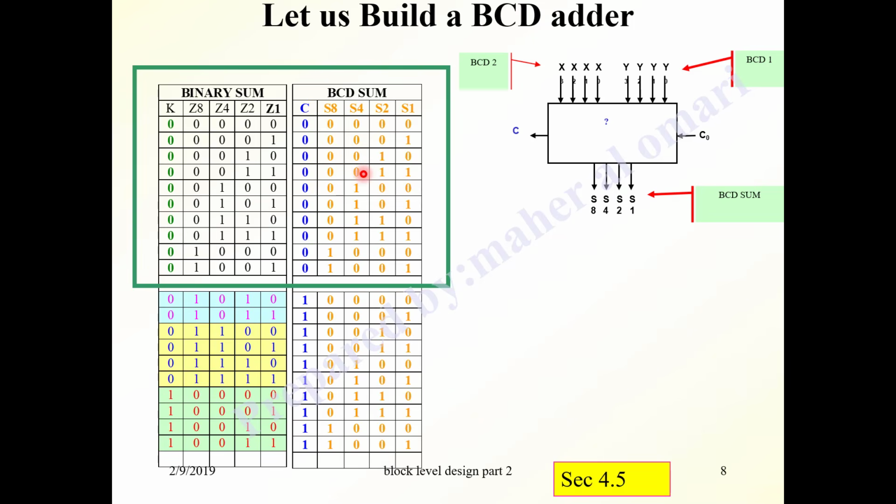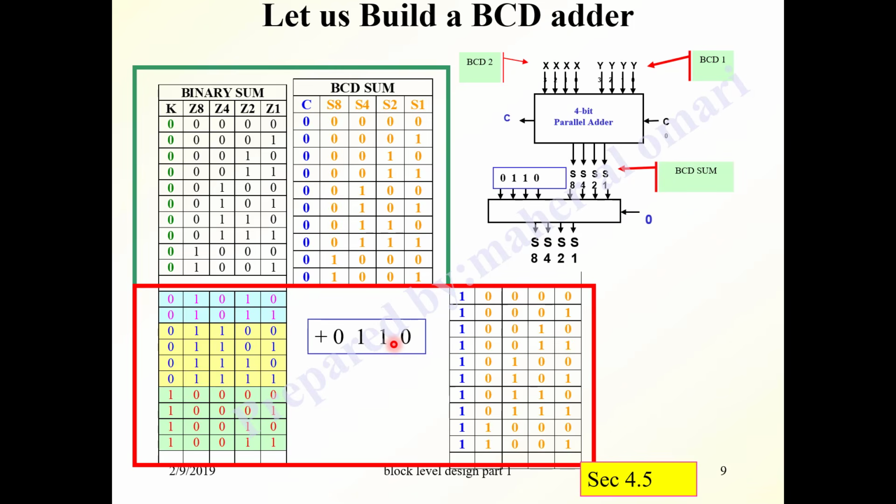It's equal to the BCD number. However, in this area, they are different. So I have to adjust the output. If I want to use a parallel adder, I have to adjust the output here to look this way. And how do I do that? I do that by adding 6.